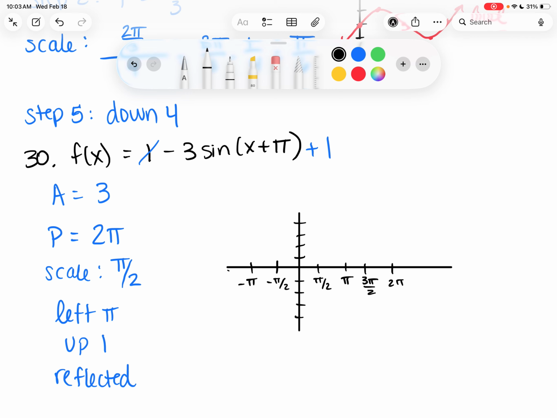This is a big graph. Okay, the first thing I'm going to do is reflect. So normally sine starts at 0. Well, it always starts at 0. Sine starts at 0 and goes up. If it's reflected, it means it goes down. So at pi over 2, it's at negative 3. Then it would go up. So at pi, it's 0. At 3 pi over 2, we're up at positive 3. And then at 2 pi, we're back at 0.